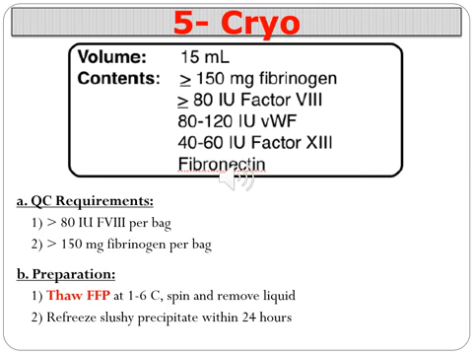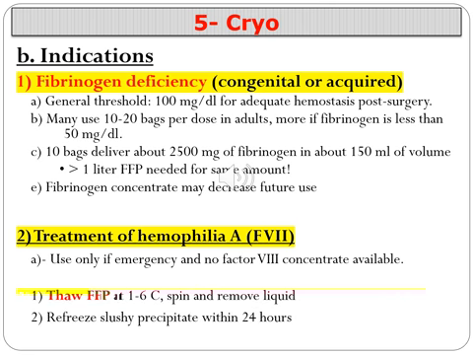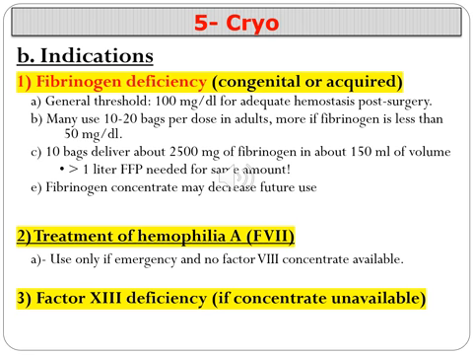Next, we'll speak about cryo blood component. Cryo is prepared by thawing fresh frozen plasma, and its main constituents include fibrinogen, factor VIII, von Willebrand factor, factor 13, and fibronectin. Fibrinogen deficiency is the main indication for cryotransfusion, with 10 bags of cryo as a reasonable starting dose if fibrinogen is less than 50 mg per deciliter.